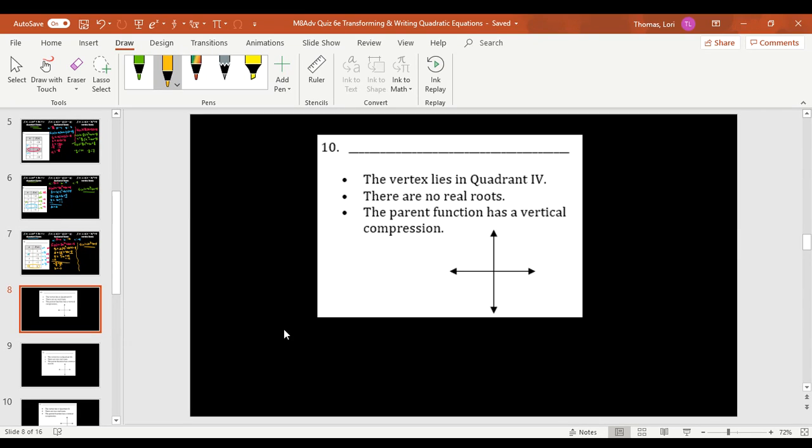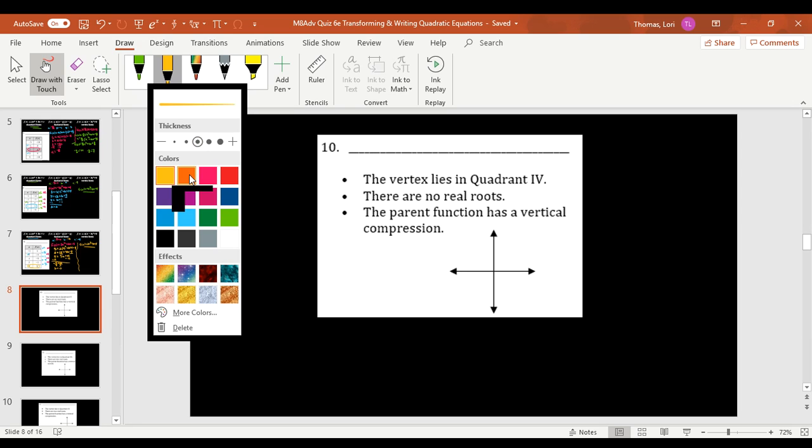Okay, the next few are about lesson 6-7, which was on quadratic transformations. So let's look at the criteria and we're going to write our own quadratic equation. Of course, we have to write it in vertex form when we're talking about transformations.